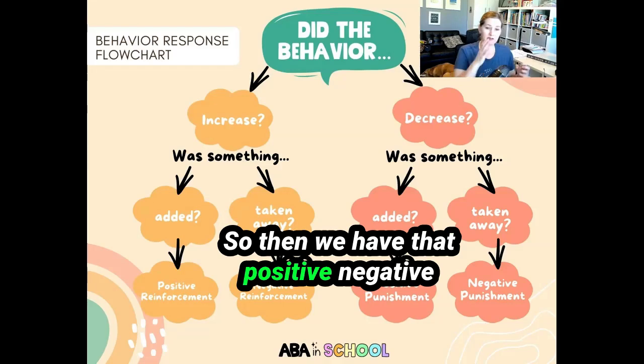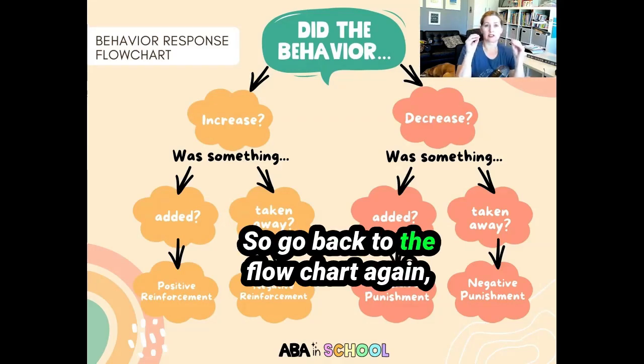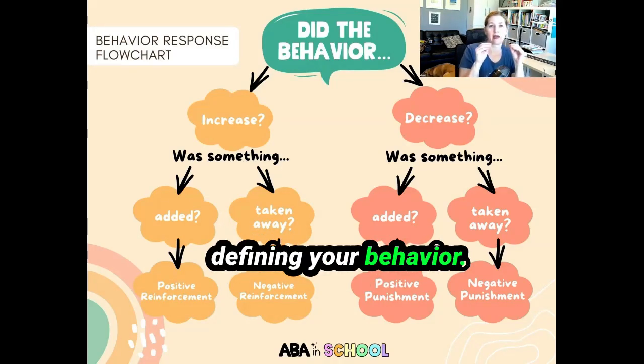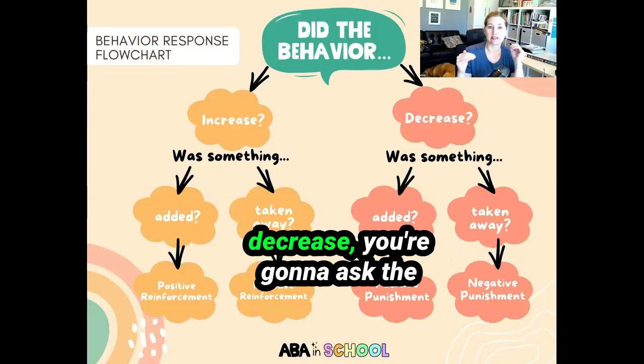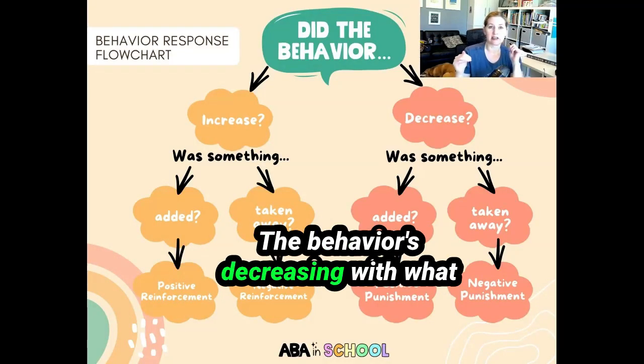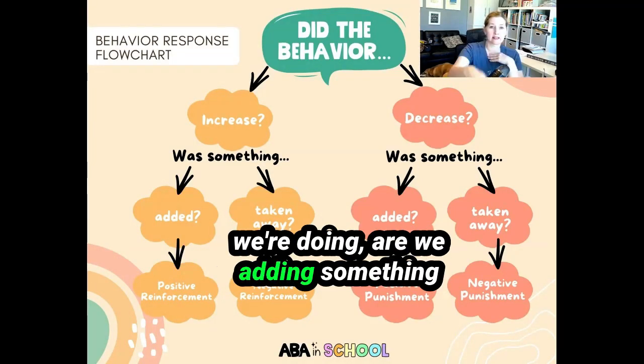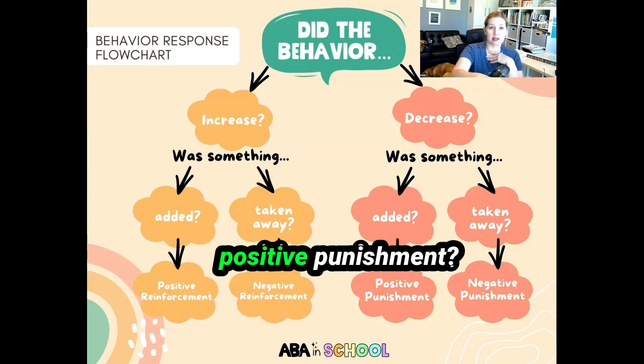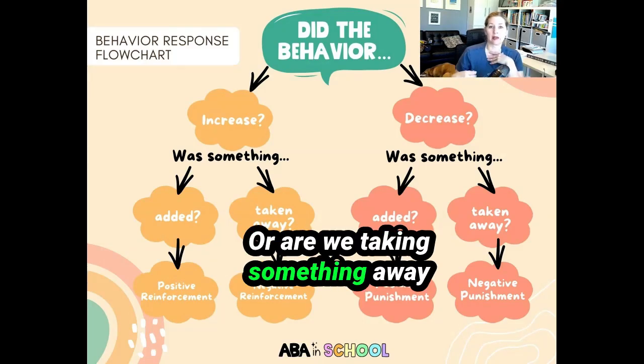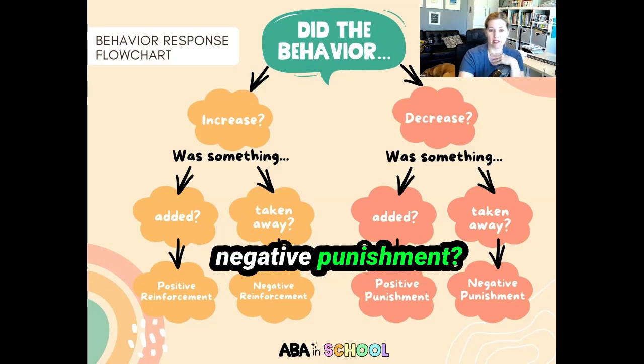Okay, so then we have that positive, negative reinforcement. Go back to the flow chart, again defining your behavior. If you're looking for a behavior to decrease, you're going to ask the same questions. The behavior is decreasing with what we're doing. Are we adding something to the system, which would be a positive punishment? Or are we taking something away from the system, which would be a negative punishment?